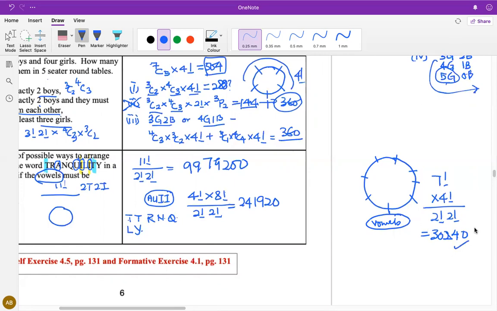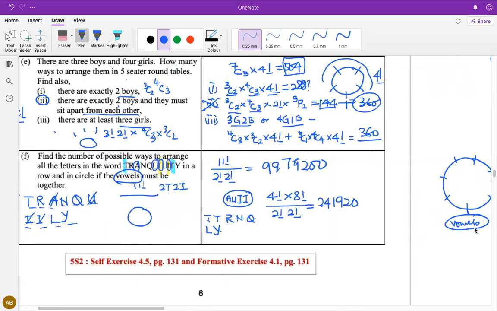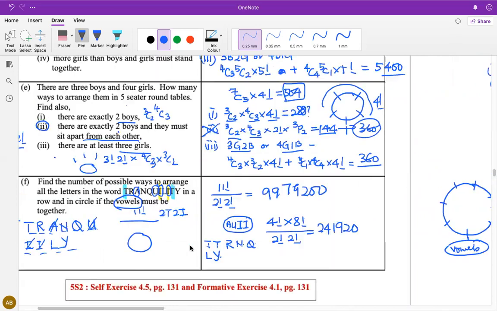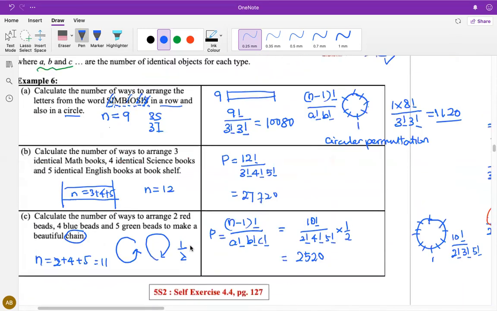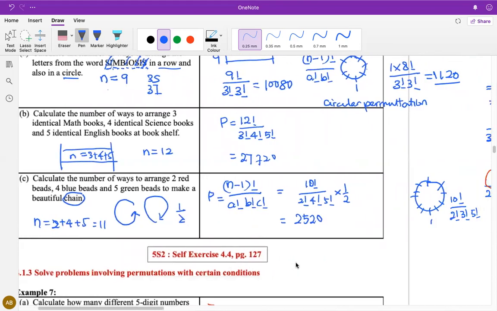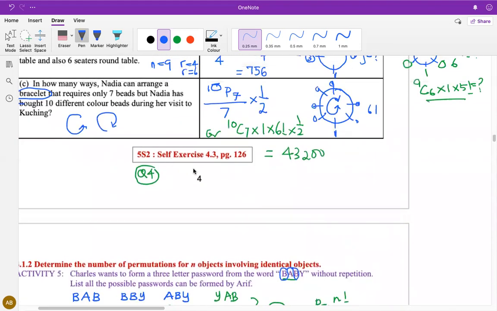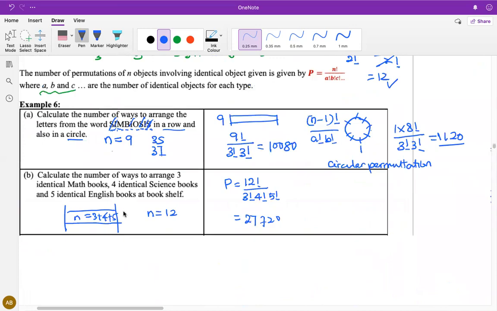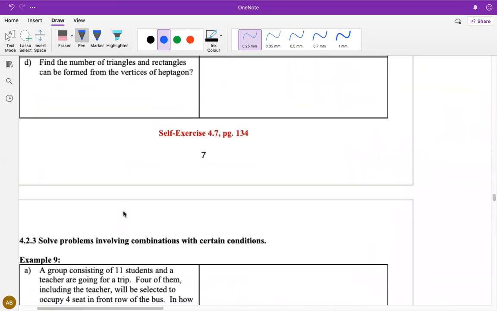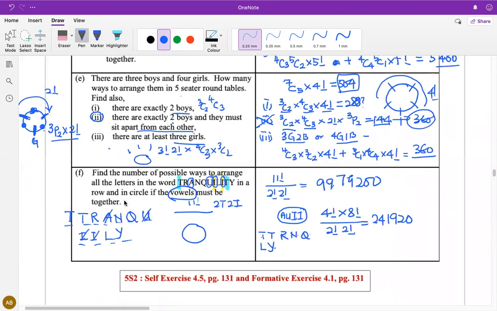All right, so please do the self exercise 4.5, and also self exercise 4.4 and 4.3, question number 4. So anything, please ask.